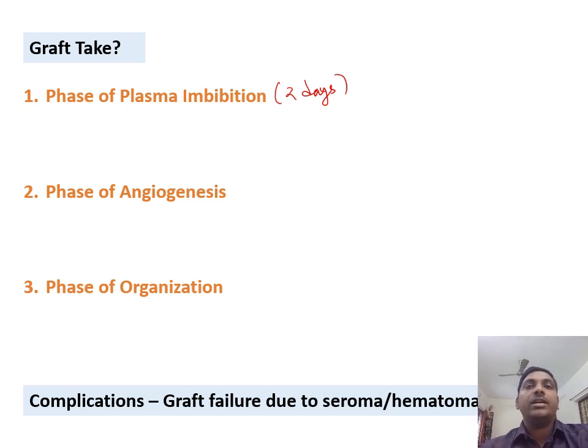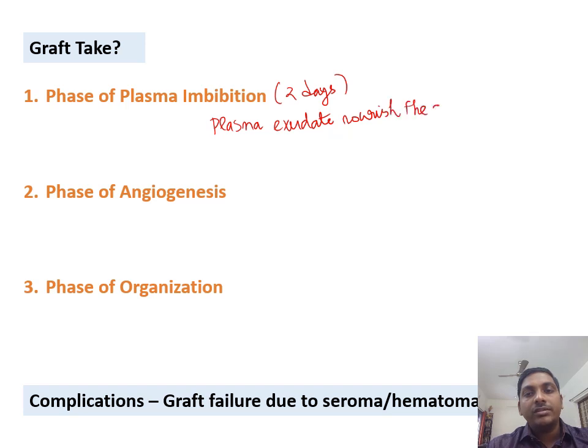Once we scrape off the granulation tissue, place the graft over the granulation tissue and fix it with sutures, the graft will get its nourishment from the plasma exudate. After a period of 2 days, slowly there will be angiogenesis. Angiogenesis is nothing but the production of blood vessels.